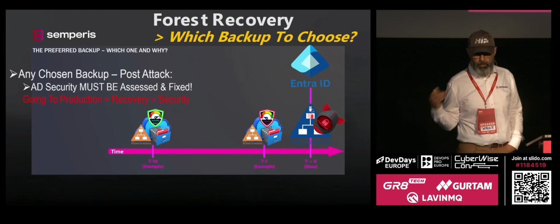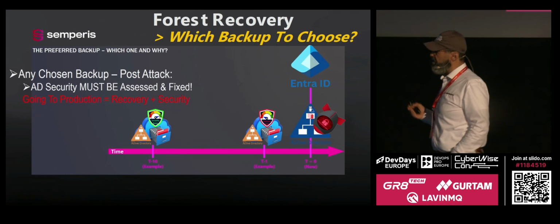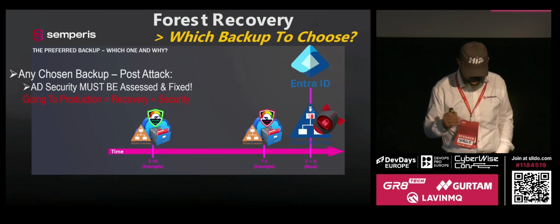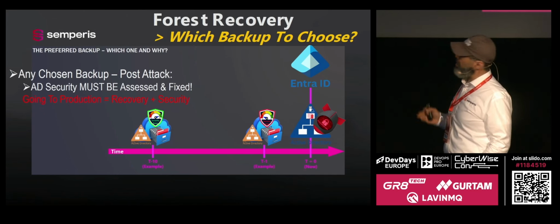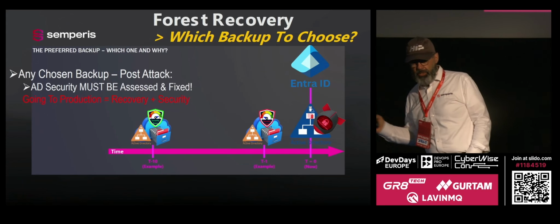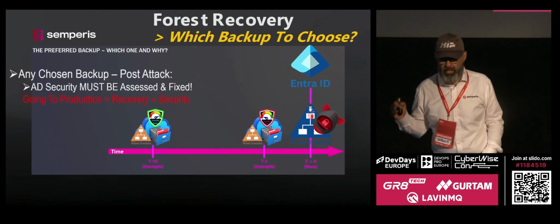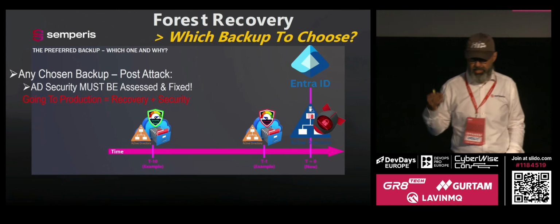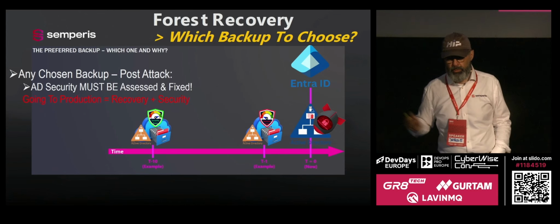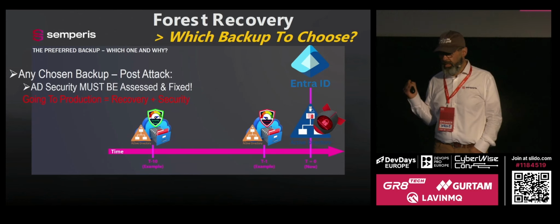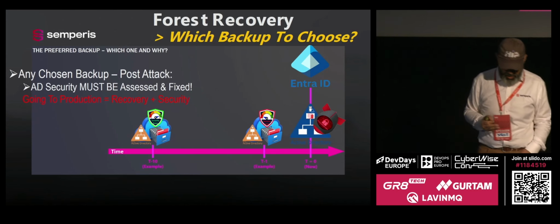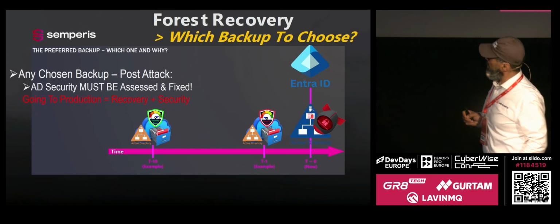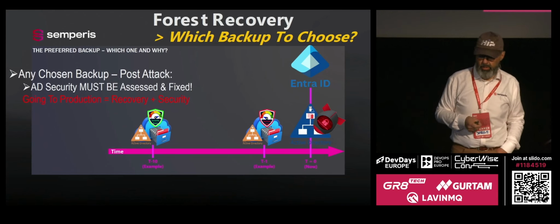Because when you perform a recovery, going back to production consists of two phases. The first phase is obviously recovering the Active Directory, making sure it's up and running again. And the second stage is securing it. But before being able to secure it, you have to perform a security assessment to understand what is wrong, what is bad, categorized in 3 lists: short, mid, and long-term actions. Obviously the short-term actions are the ones that you need to take into account and do as soon as possible before going back to production. So regardless which backup, you have to perform the security assessment, no matter what.